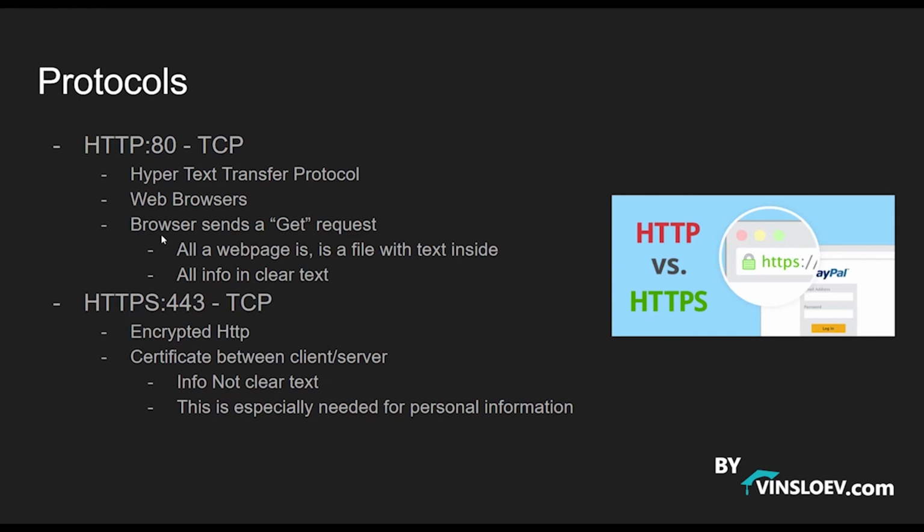So this is not very smart when you are, for example, using PayPal or Facebook or anywhere else where you have personal information and passwords, and that is why we have HTTPS, which uses the standard port 443 over TCP. This is the encrypted version of HTTP, where we have a certificate between the client and the server, and HTTPS makes sure that the information that we are transferring is not in clear text.